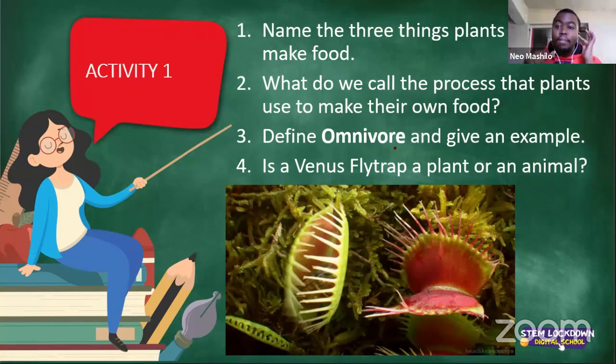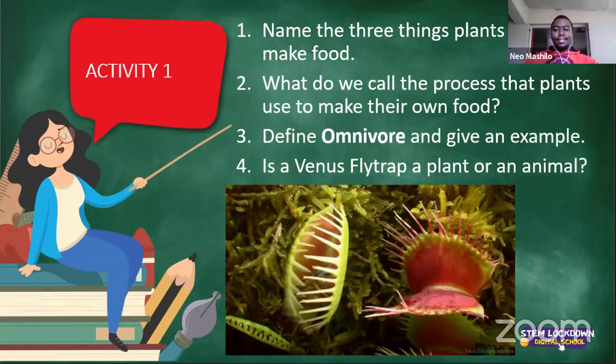Unless you're a vegetarian or a vegan and you've decided you don't want to eat meat. But generally, humans eat both plants and animals. The last question, which I asked yesterday, and people said they were going to do research: is a Venus flytrap an animal or a plant?